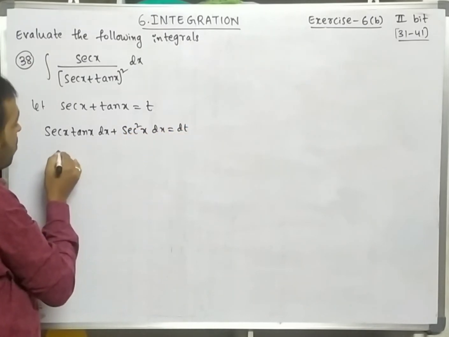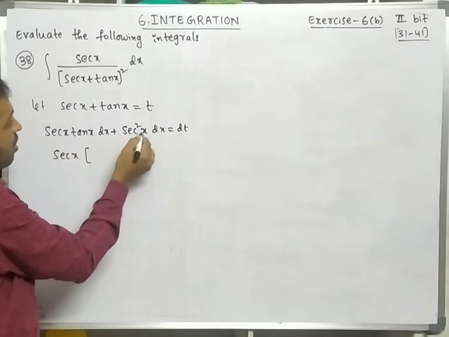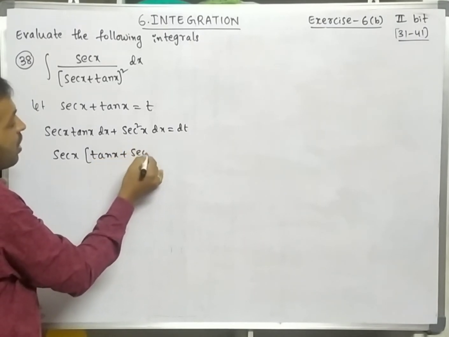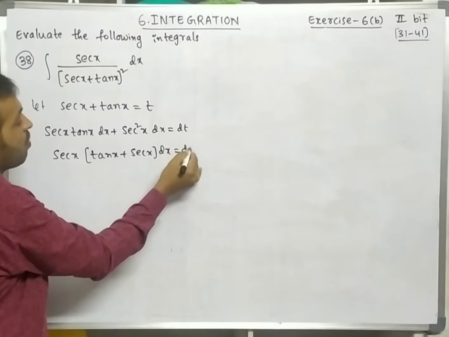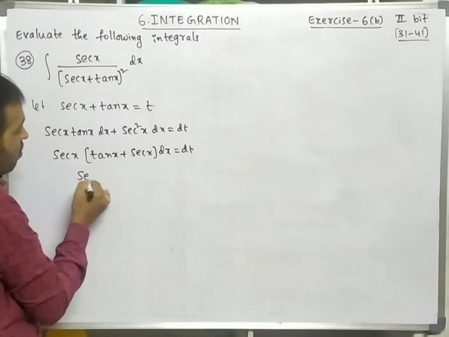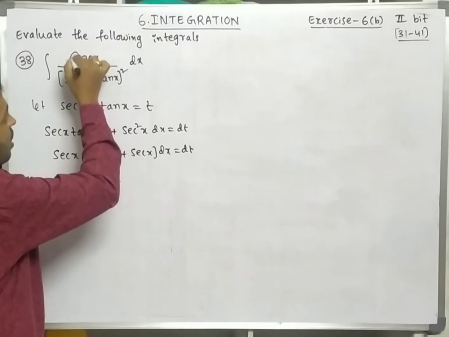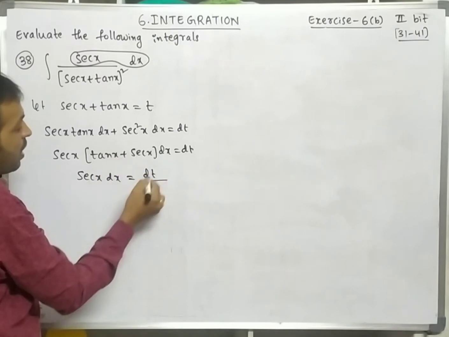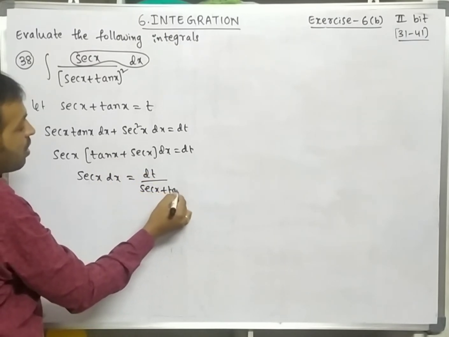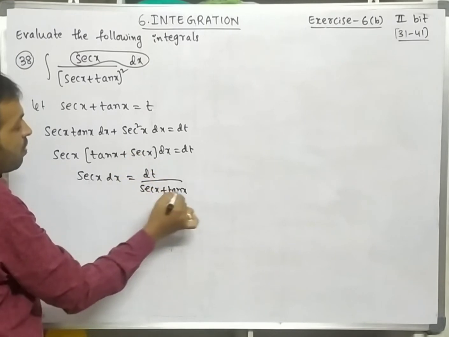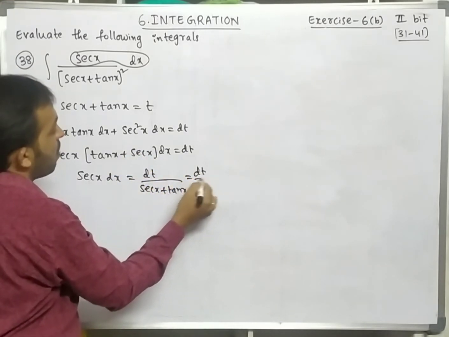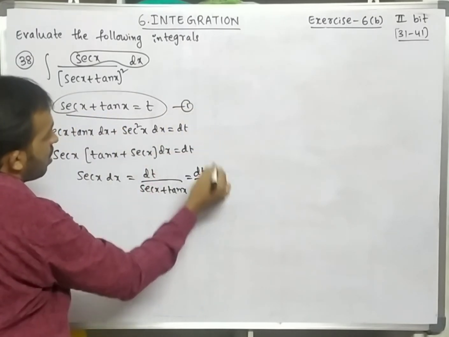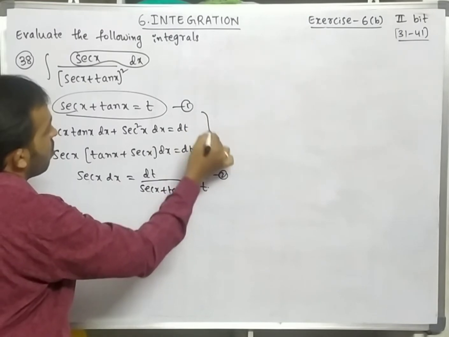So in this one, what is common? Secant x is common. What is remaining? Tan x. In this one, secant x is remaining, into dx, which is also common. So from this, what is secant x dx? We need secant x dx only. So secant x dx is equal to dt by (secant x plus tan x). This term is a multiple, so bring it to this side and it will divide. So dt by t, since secant x plus tan x is t. So this is 1, this is 2, substitute these two in this one.